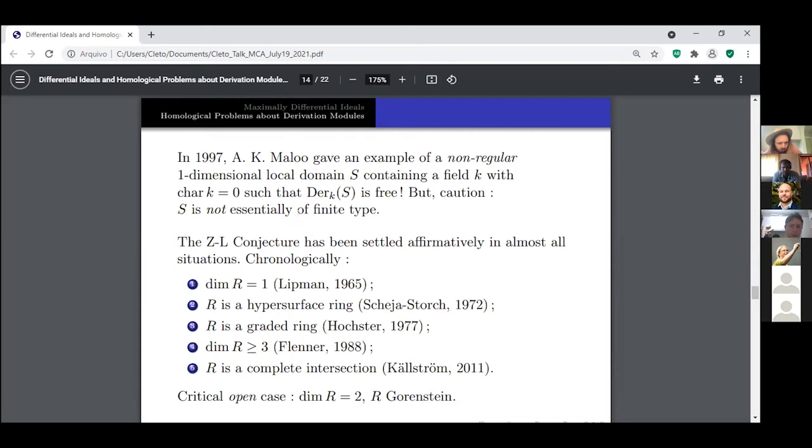Well, this is a brief chronology of the known results of the Zariski-Lipman conjecture: curves, hypersurfaces, the graded case, dimension at least 3 in complete intersections. I mean, the classical, standard Zariski-Lipman conjecture, the one I stated. So the critical remaining open case is that of arithmetically Gorenstein surfaces.